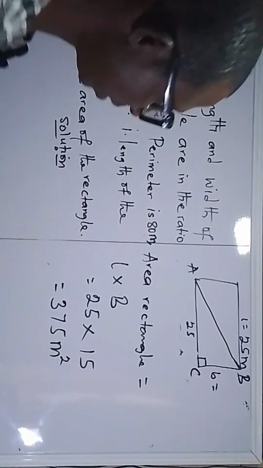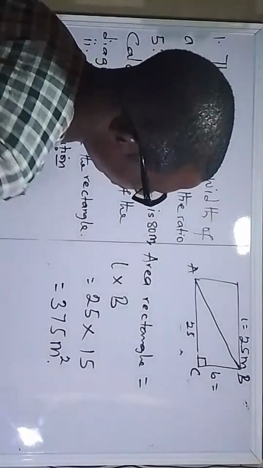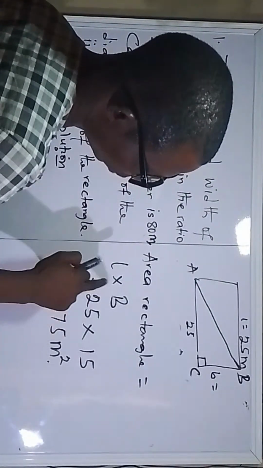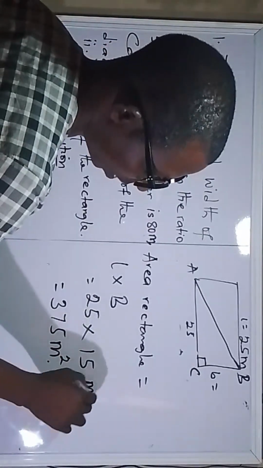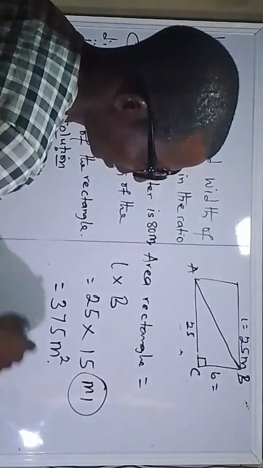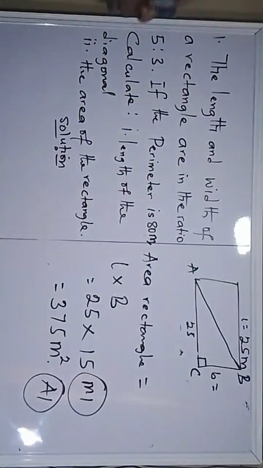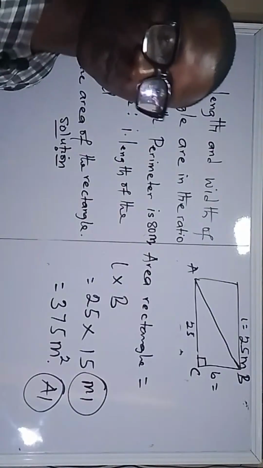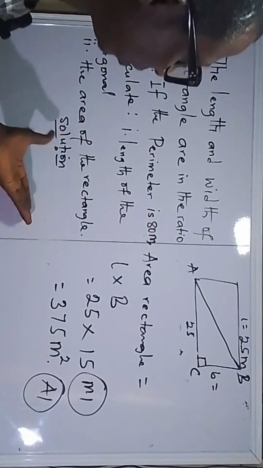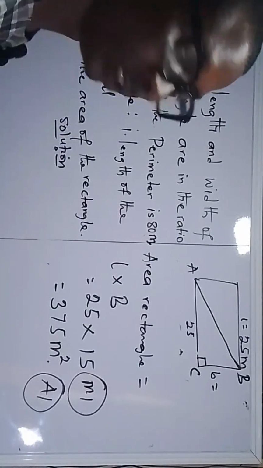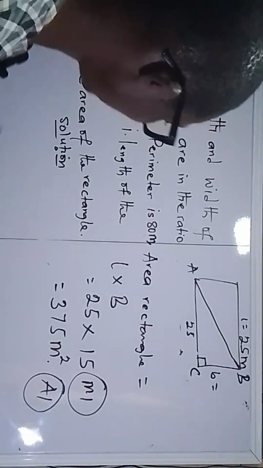All right, so let's look at it. For substituting inside this formula, there's a method mark, M1. For getting the answer, we have A1. So this question is a question of 6 marks. So 6 marks is awarded to this question. That's the end of the question.